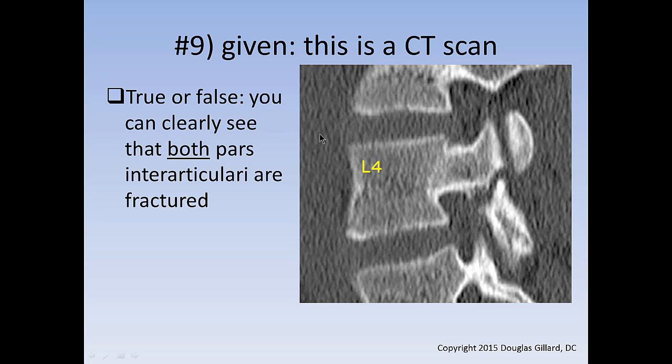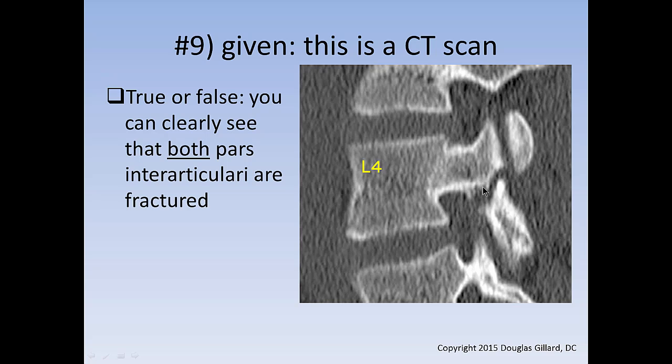Now here's a new question for you. Typically classes don't do very good with this, but okay, true or false? You can see both pars interarticularis. So you can see the right and left pars is fractured in this view. Never thought of that one, did you? Give you a second to think about that. Both of the pars are fractured. You can see. In other words, well, all right, let's go over the answer here.